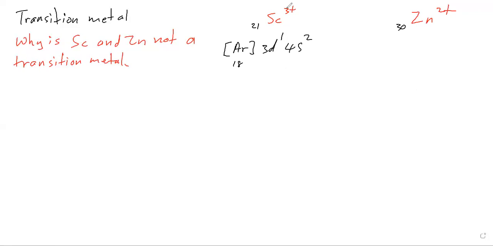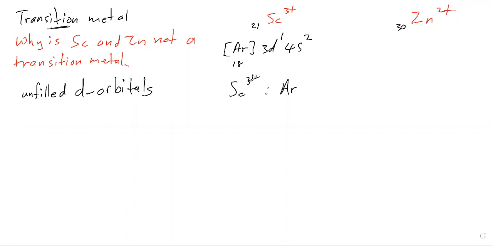So for Sc3 plus, how many electrons did it lose? Three. That means the two from the 4s and the one from the 3d. So Sc3 plus is just argon. You see, in order to be a transition metal, when the metal forms an ion, it must have unfilled d orbitals.